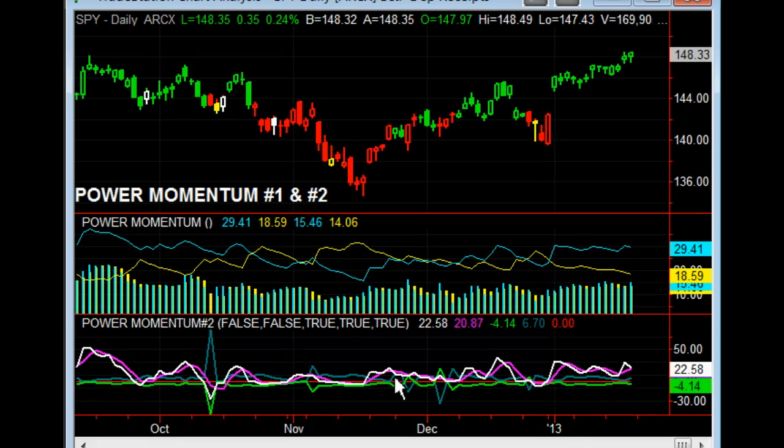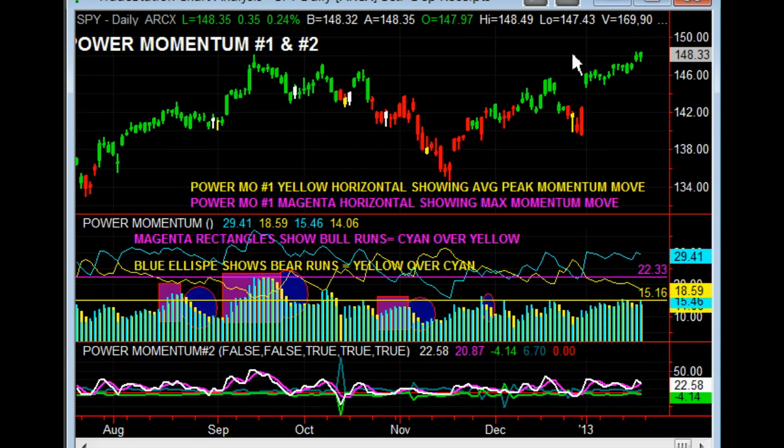And then in Power Momentum 2, we're going to be looking at the relationship between two pairs of lines. The pairs are the dark cyan and the green, and the magenta and the white. And we're just going to be simply looking for crossovers within those two setups. So let's move on and get a little bit deeper into what those setups are, and we can take a look at some of them.